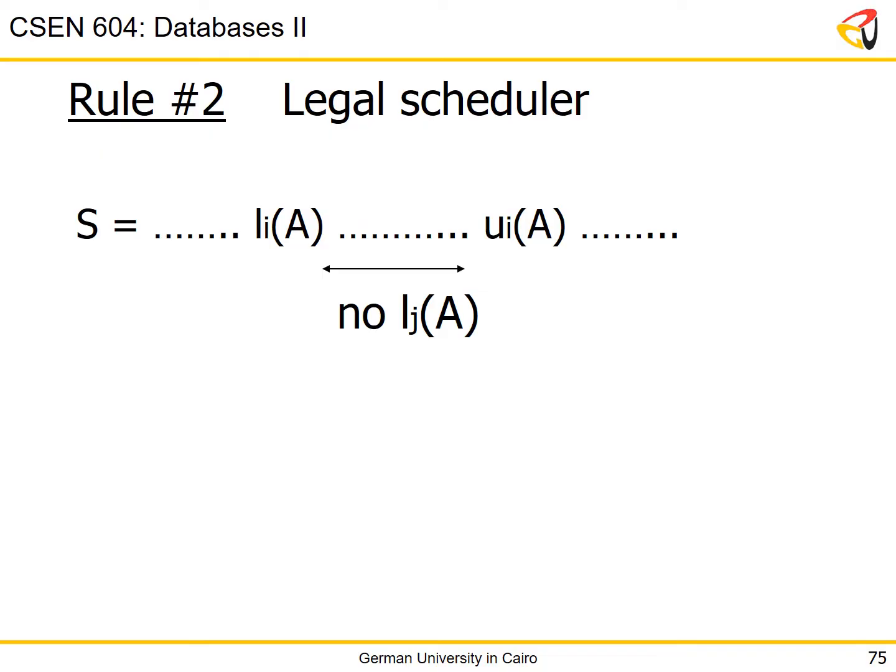Okay? So while this is happening, our second assumption is that the scheduler is doing the insertions correctly and the operating system is also respecting the locks. So if one transaction acquires a lock on a resource, no other transaction, which is denoted here by LJA, will request a lock on A and get it. It might request it, but it will not get it because transaction I here has the lock on A.